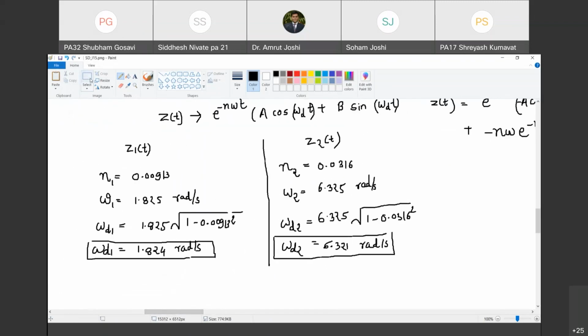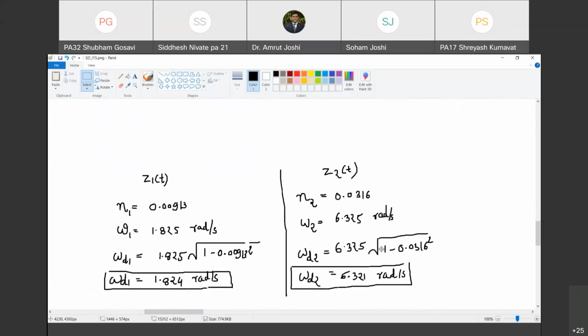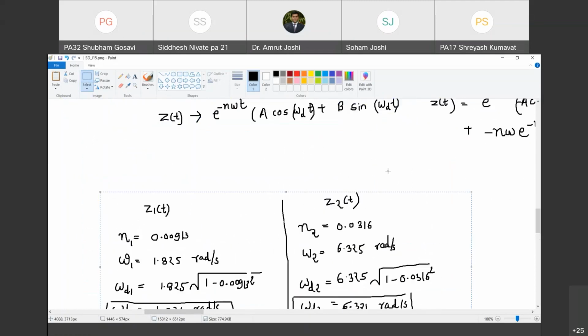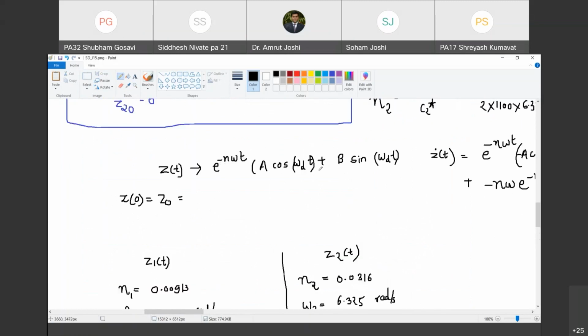So if I apply boundary conditions, what do I get? 1 minute. What is the first boundary condition? z of 0 is z0. Are you with me? Yes, sir. What is z of 0? If I substitute t equal to 0 here, this term becomes 1, this term becomes 1, so therefore a remains. And b vanishes because sine omega t will be 0. Do you agree with me? Yes, sir. So what is the value of a? A is equal to z0.